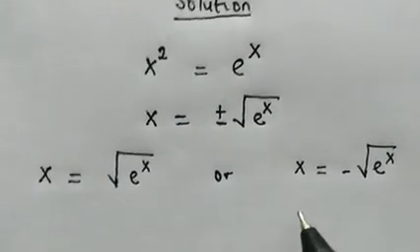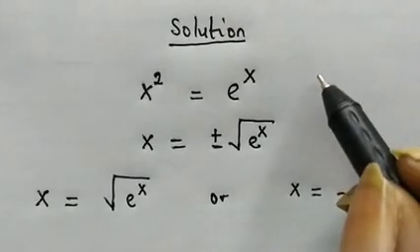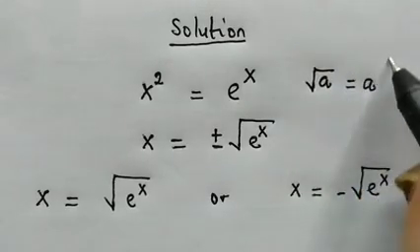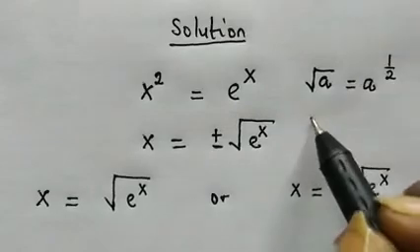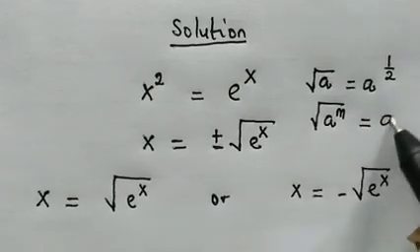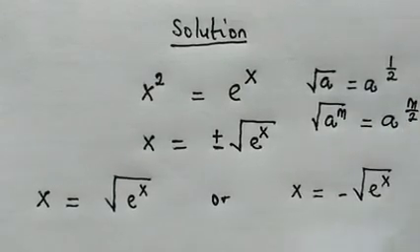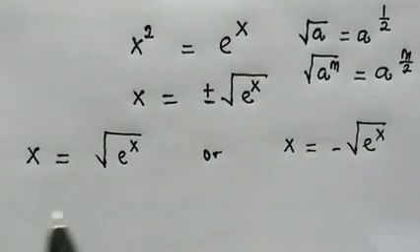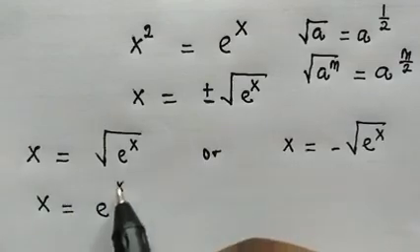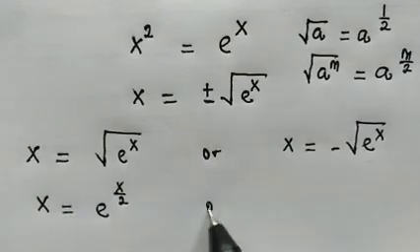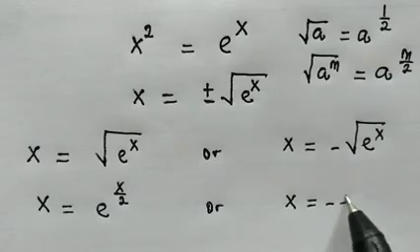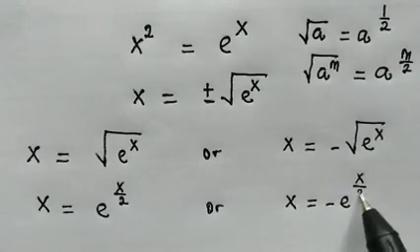We know that the square root of a is the same as a to the power of 1 over 2. Square root of a to the power of m is the same as a to the power of m over 2. So here x will be equal to e to the power of x divided by 2. And here x will be equal to negative e raised to the power of x divided by 2.